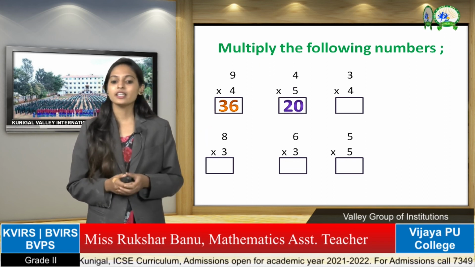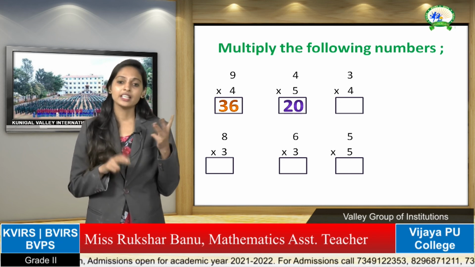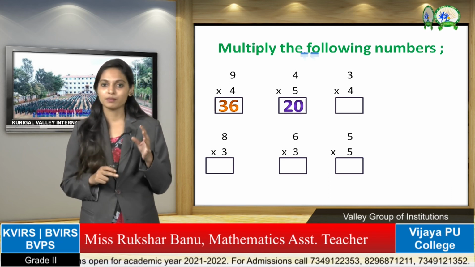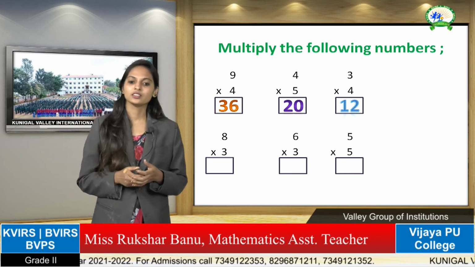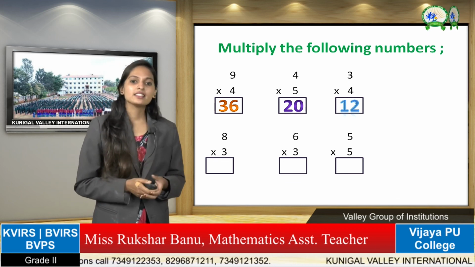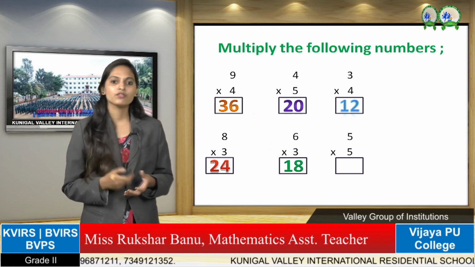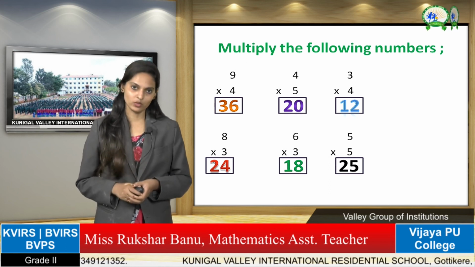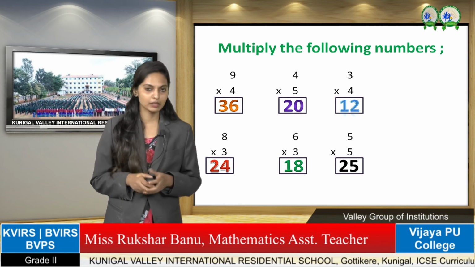Okay, next 3 times 4. 3 times 4 means 3 4s are, okay, so 12. Next one is 8 3s are, yes, 24. 6 3s are 18. 5 5s are 25. Okay, if you know the tables you can easily solve the given multiplication numbers.